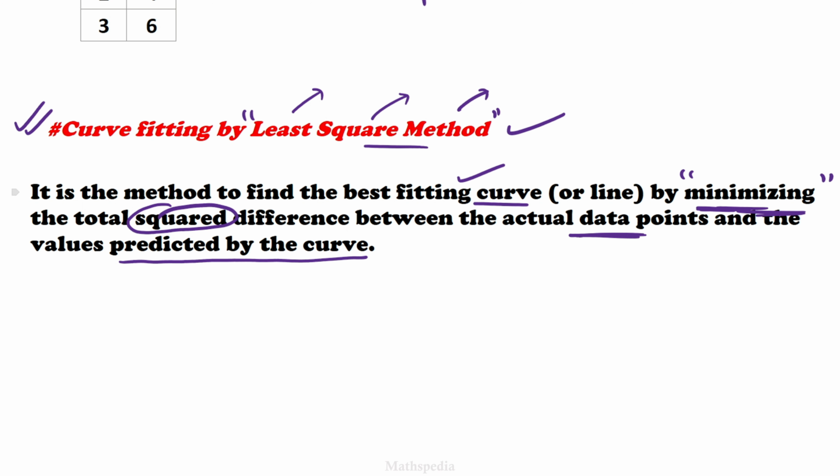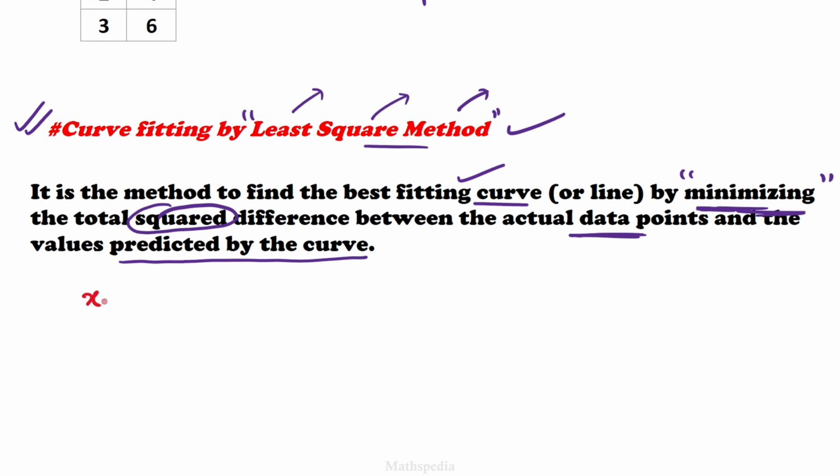So this definition might be complicated. You won't be able to understand it at the first go. Okay. But we are going to take up one example in order to make you understand what the least square method is, what the best fitting curve or line is, the squared difference we are getting, the actual data points, and what is predicted, right? The expected data points. All these things we are going to learn.